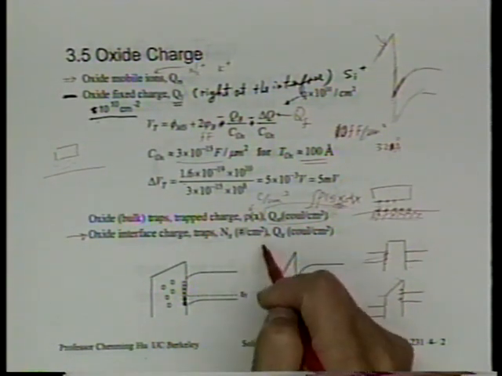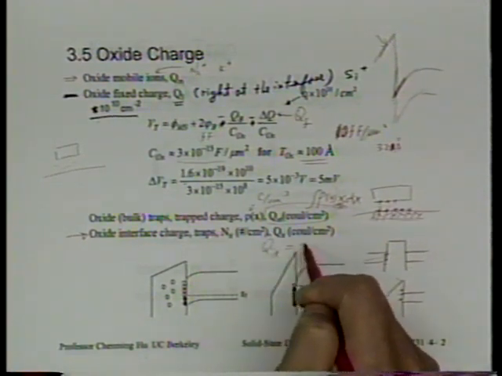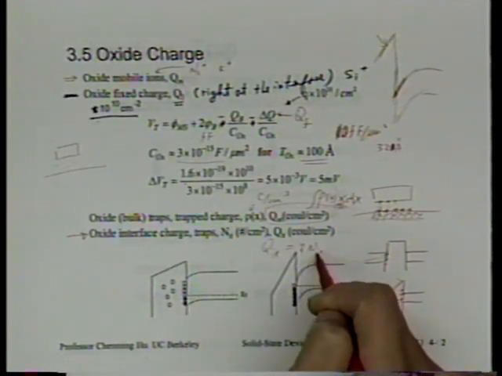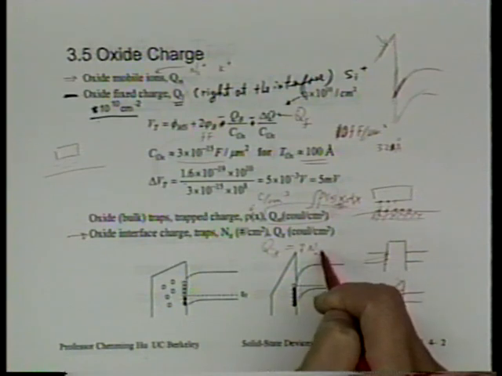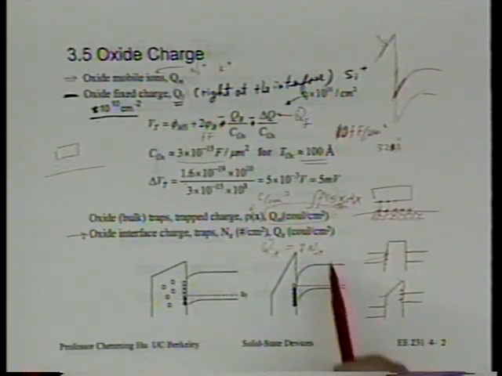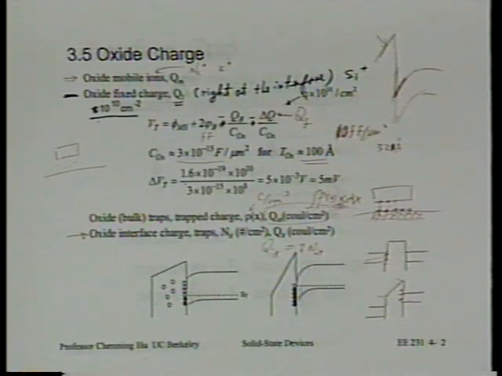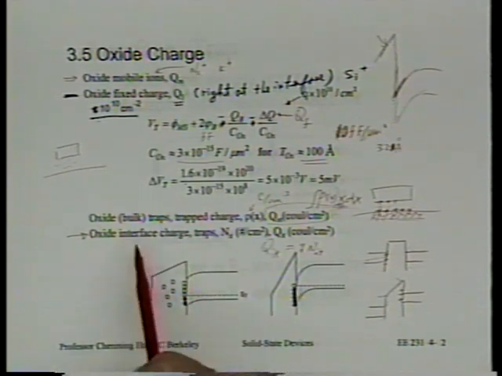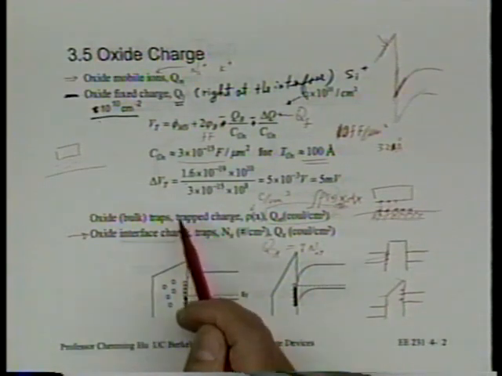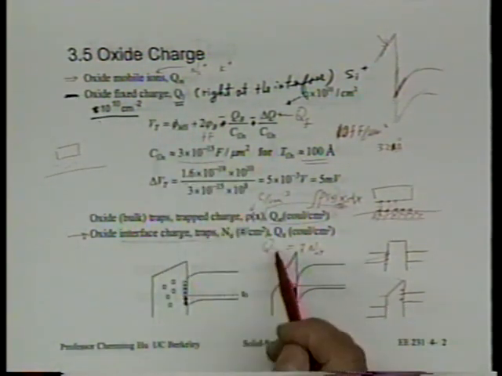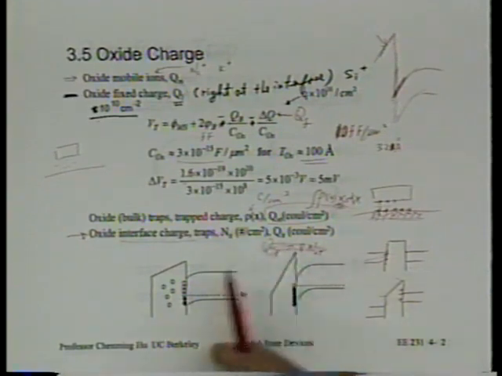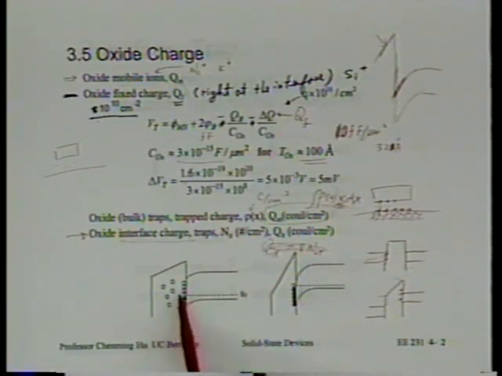If you say QIT is equal to q times NIT, then that's not quite right. You haven't captured a subtle difference. That is, not all the NIT will always be charged. They can be neutral. They may be charged. And that's what makes the interface charge different from all these other charges. And that is, interface traps are truly traps. Think about them, traps are interface states. In fact, an older name for this is surface states.